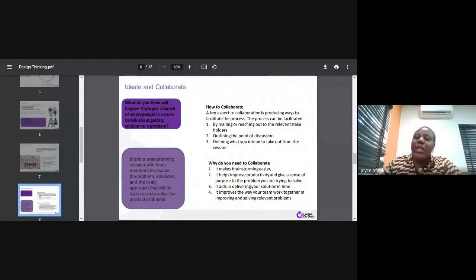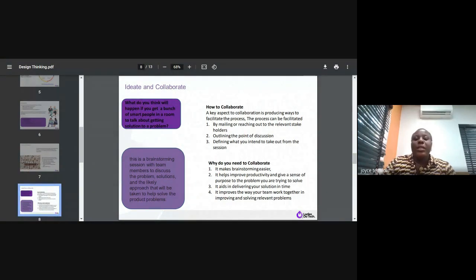Come to my team. We had a collaboration. I'm like, okay, this is how we need to package this particular transaction. We tell the customer, package the transaction like this for us, send it to us, and we should be able to process the transaction. Right. So meeting the right person, right? I was able to know that this transaction was different from the normal POS transaction that I know of. Right. So how do you collaborate with your team? A key aspect of collaboration is producing ways to facilitate the process.